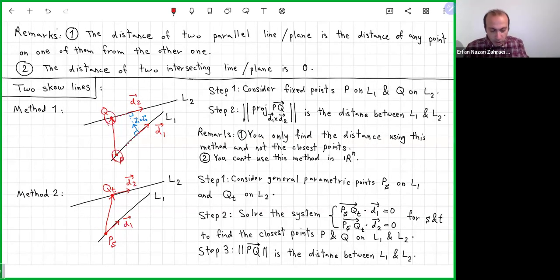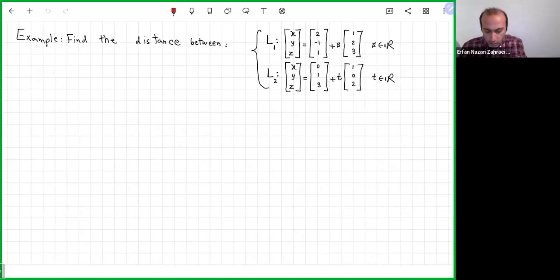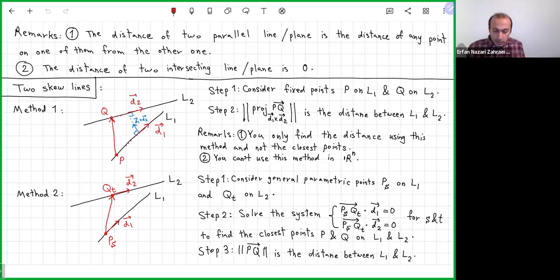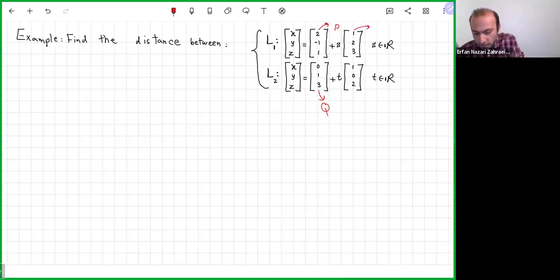Take one point on each line, a fixed point, not a parametric point. So one point on the first line is this. Let's call this P, the point version of this vector. And the point on the second line, let's call it Q. Now I also need the directions of the lines, and then I need to do the cross product of them. So the direction of the first line is this. The direction of the second line is this.